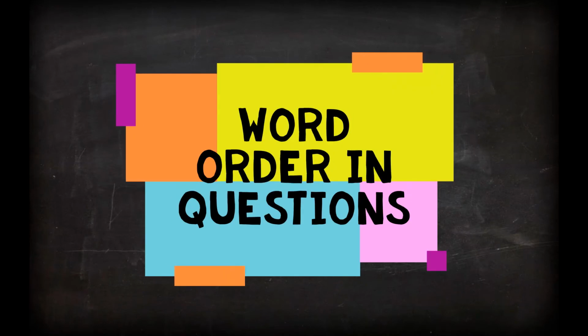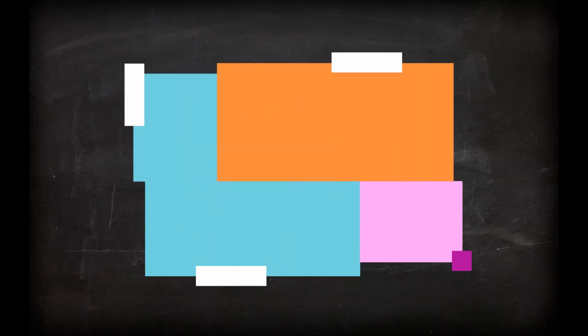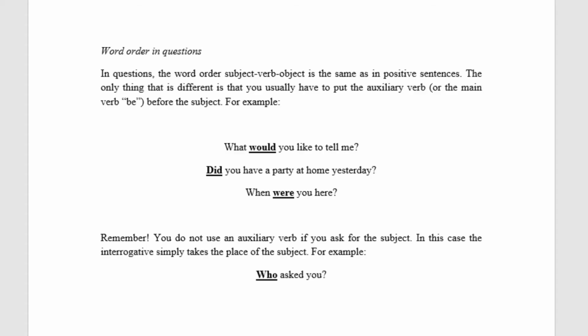Now let's take a look at word order in questions. In questions, the word order subject, verb, object is the same as in positive sentences. The only thing that is different is that you usually have to put the auxiliary verb or the main verb be before the subject. For example, what would you like to tell me? Did you have a party at home yesterday? When were you here?